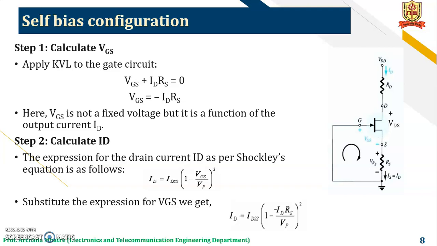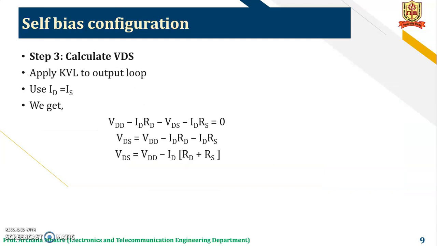Second step to calculate ID, that is drain current. The expression for the drain current ID as per Shockley's equation is as follows. ID is equal to IDSS into bracket 1 minus VGS divided by VP, bracket square. Substitute the expression for VGS, we get ID is equal to IDSS into bracket 1 minus IDRS divided by VP, the bracket square. Step 3 is to calculate VDS, that is voltage from drain to source.